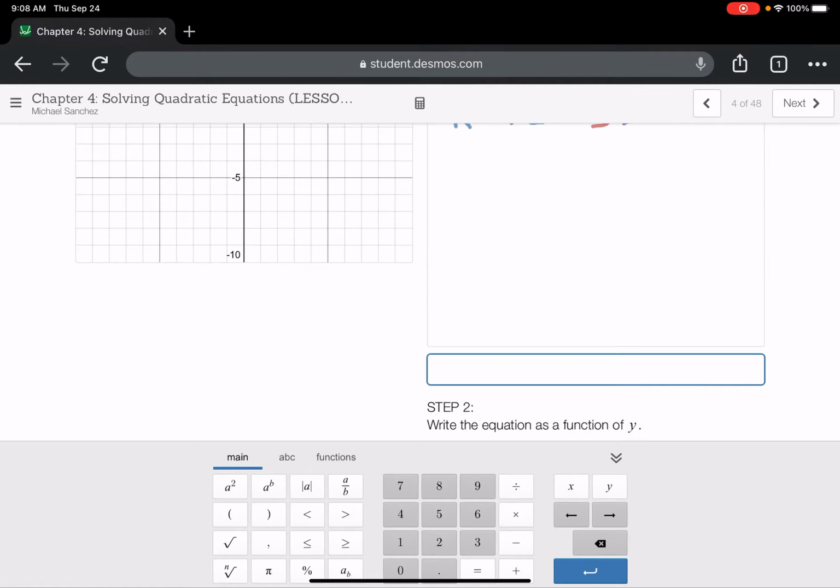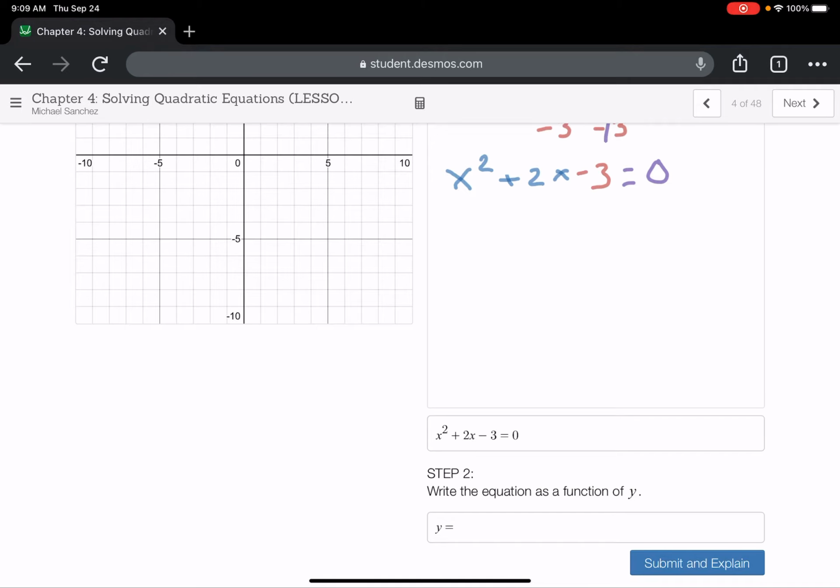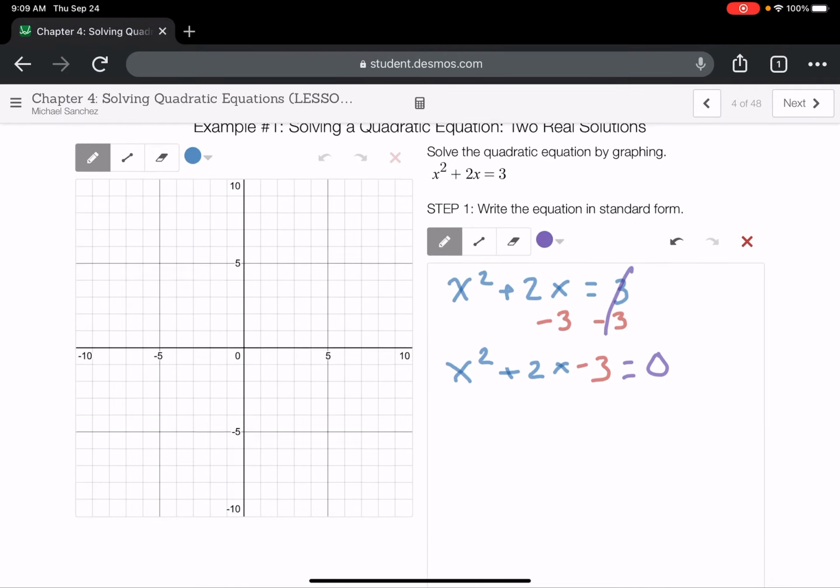So I'm going to type that over here. x to the power of 2 plus 2x minus 3 equals 0. Okay, so that was step 1.